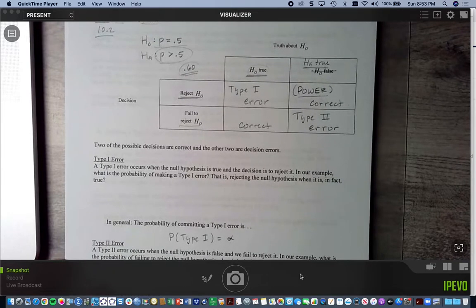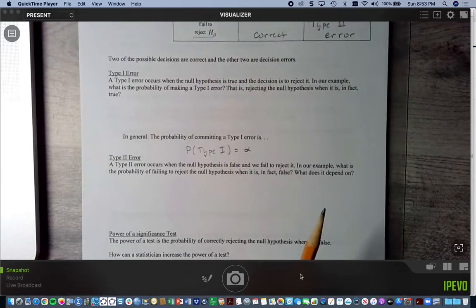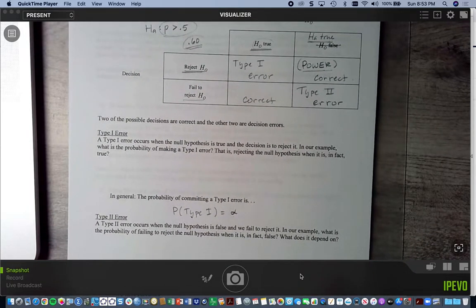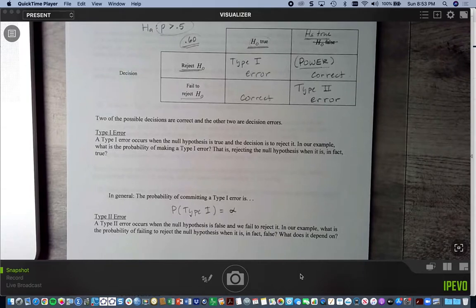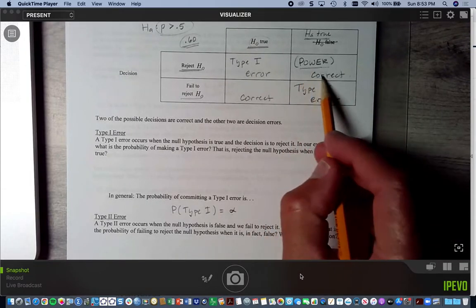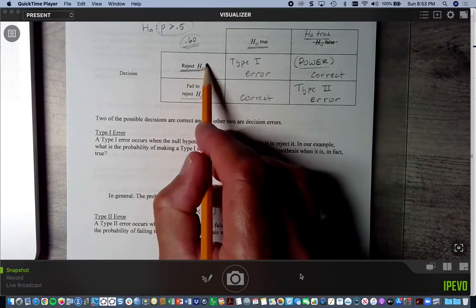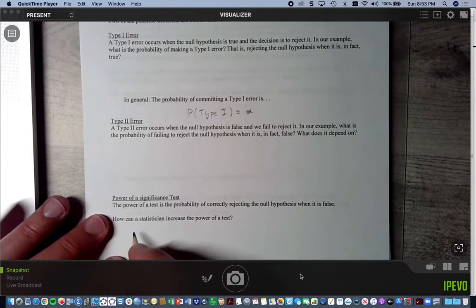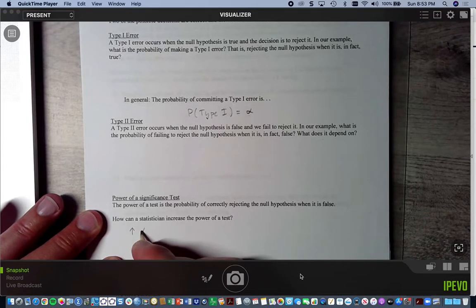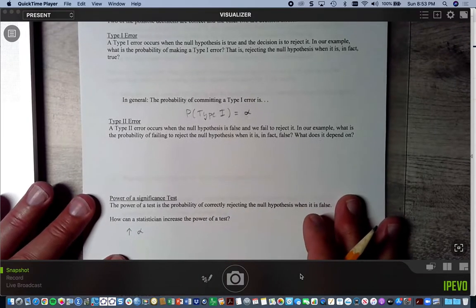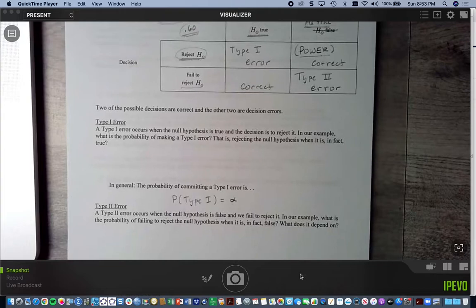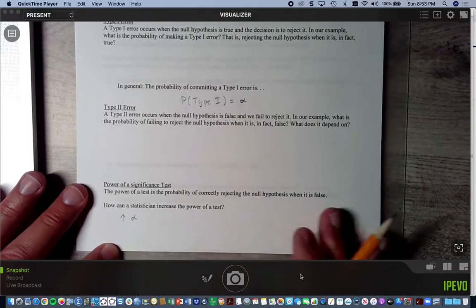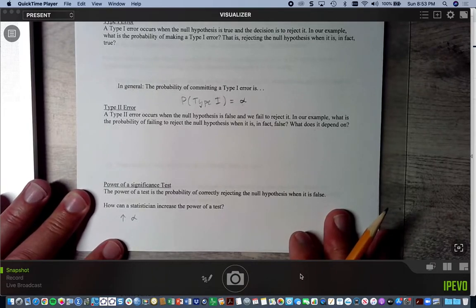If we think about what the power depends upon, one thing is the alpha level. If we want to reject the null hypothesis, we can increase the alpha level. So if we get a p-value of, let's say, 7%, and we increase the alpha level to 10%, now all of a sudden we're going to reject the null hypothesis.